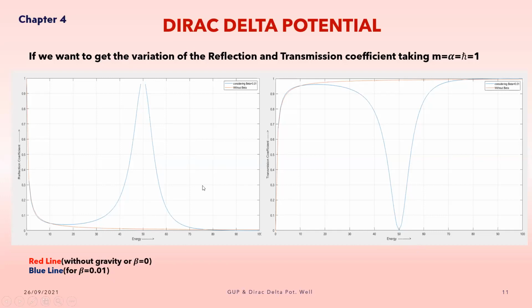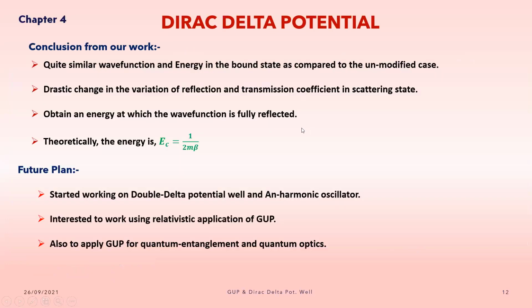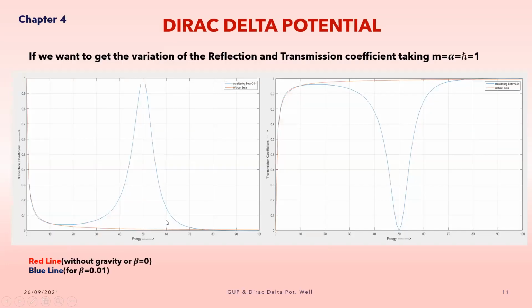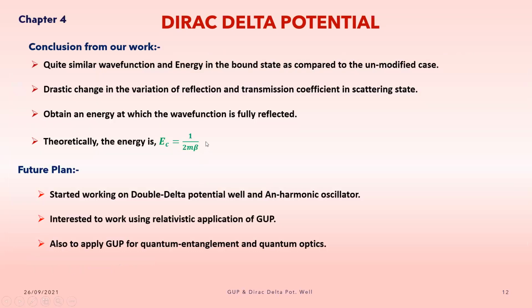we can also obtain an energy where the wave function of the particle is entirely reflected from the real delta potential barrier or the real delta potential well, and also for the scattering state. Okay, so this is the conclusion, and if we just want to theoretically calculate that energy, then we can find E_c equals 1 by 2 m beta.